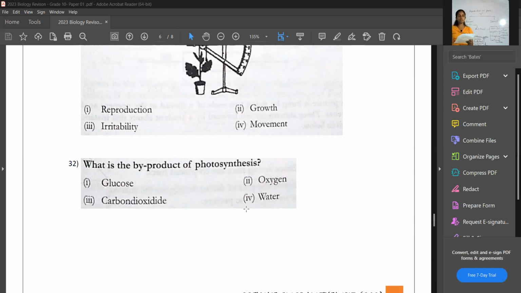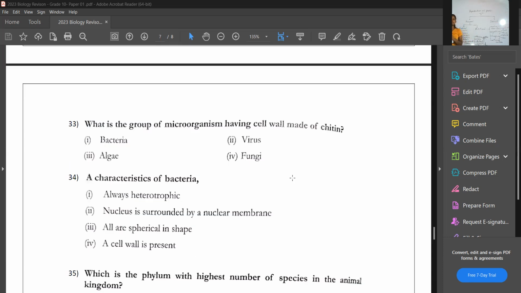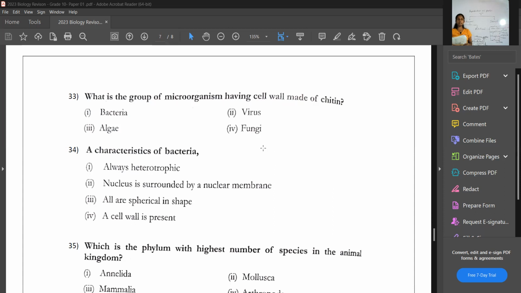32, what is the byproduct of photosynthesis? It should be oxygen. The main product is glucose and the byproduct is oxygen, right? Then question number 33. What is the group of microorganisms having a cell wall of chitin? We discussed it, fungi, right? They have a chitinous cell wall.